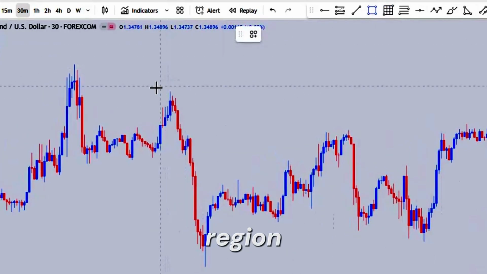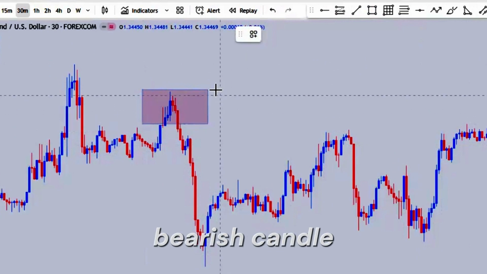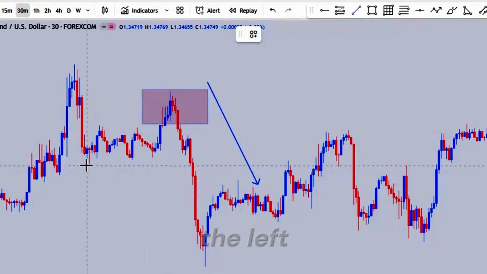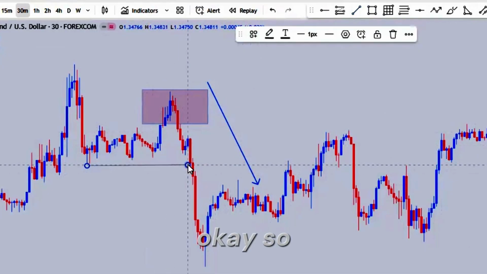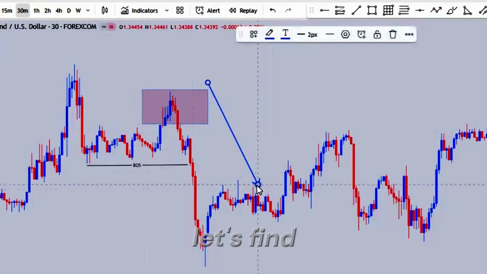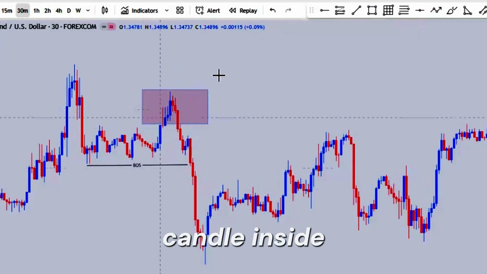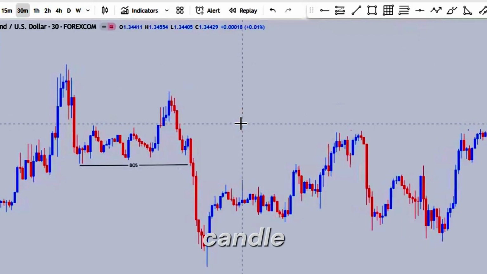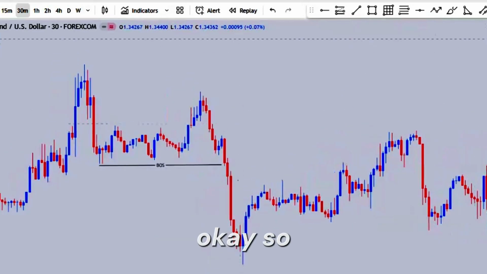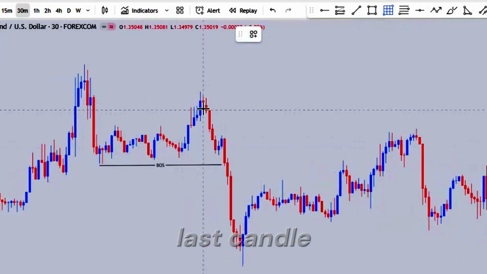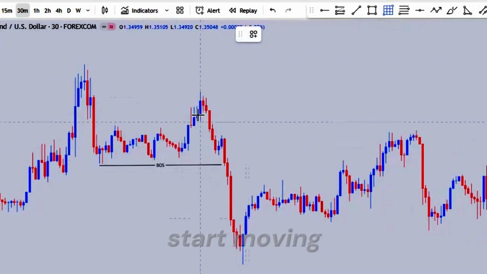Inside this region, there is a last bullish or bearish candle before this impulsive move to the downside that breaks structure to the left hand side right here. Okay, so let's mark this as a break of market structure, and now let's find the last candle inside this region before the push to the downside. It might be a bullish candle, it might be a bearish candle. Okay, so now this bearish candle right here happens to be the last candle before price starts moving to the downside.